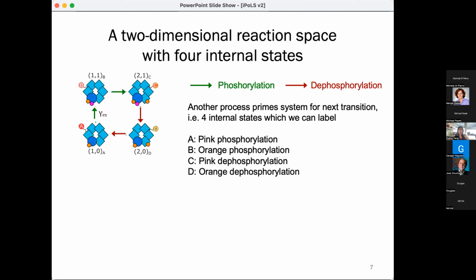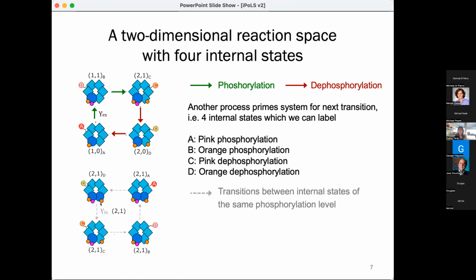So A says now it can undergo a pink phosphorylation, B says it can now undergo an orange phosphorylation, pink dephosphorylation, and so on. And these different internal states can be distinguished by some other processes. For example, this happened via some conformational transformation of the subunits, so here going from these diamonds to these circles respectively and back, or they could be the binding of some other molecule, etc., which we'll get to later.